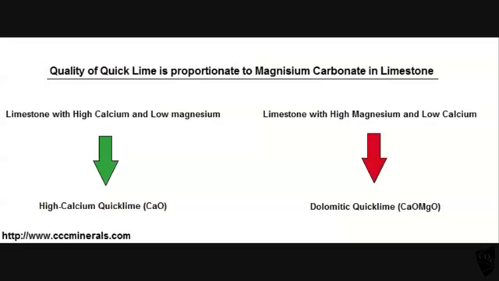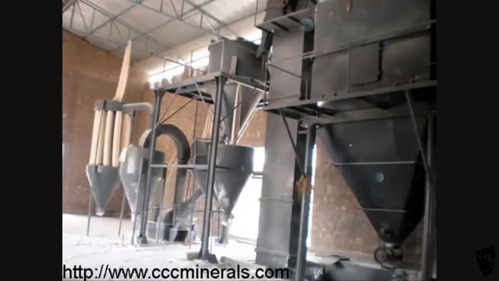For example, high calcium quicklime is derived from limestone with high calcium and low magnesium content, and dolomitic quicklime is derived from limestone with high magnesium and low calcium content. Quicklime is the base for producing hydrated lime. To produce hydrated lime, quicklime is reacted with water using a hydrated lime plant, which is called slaking.